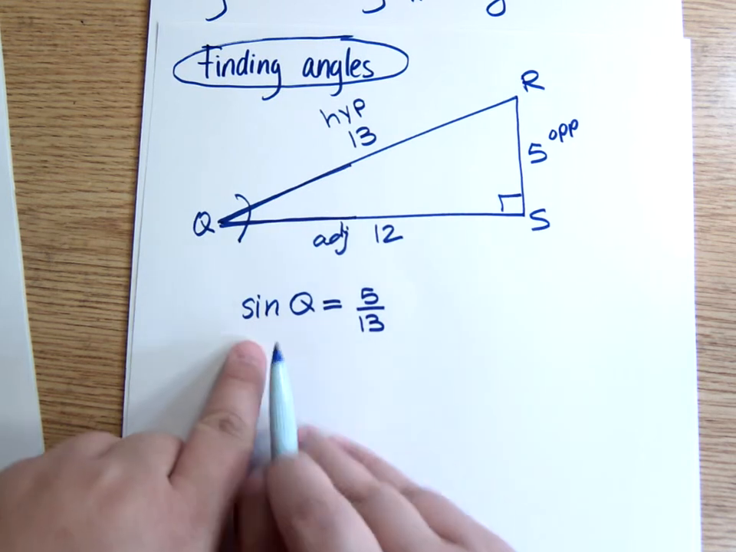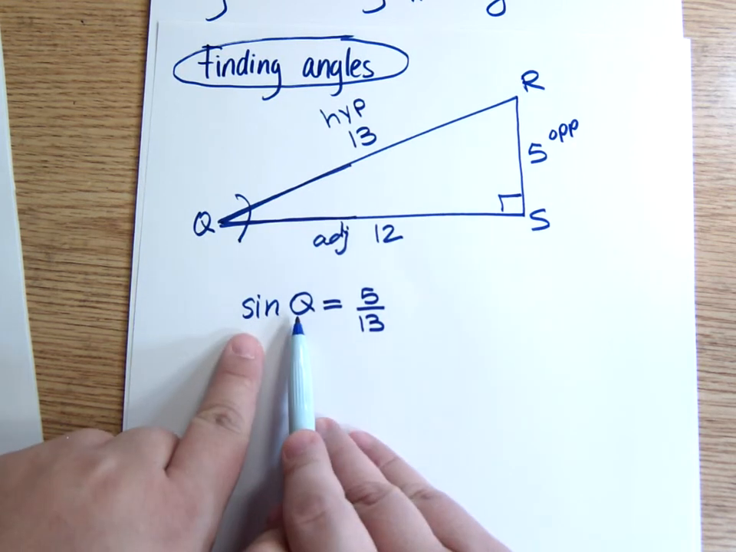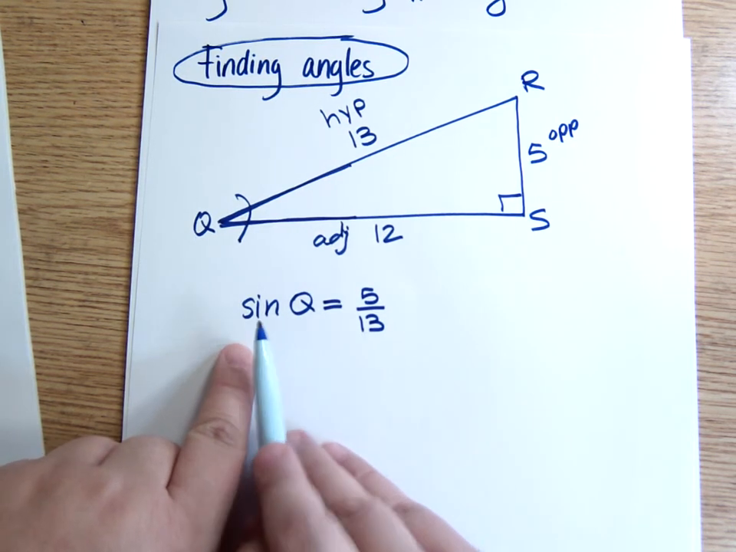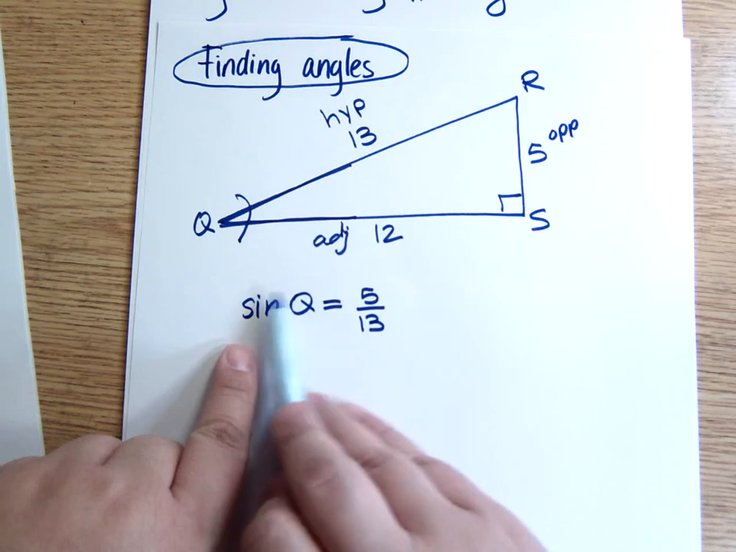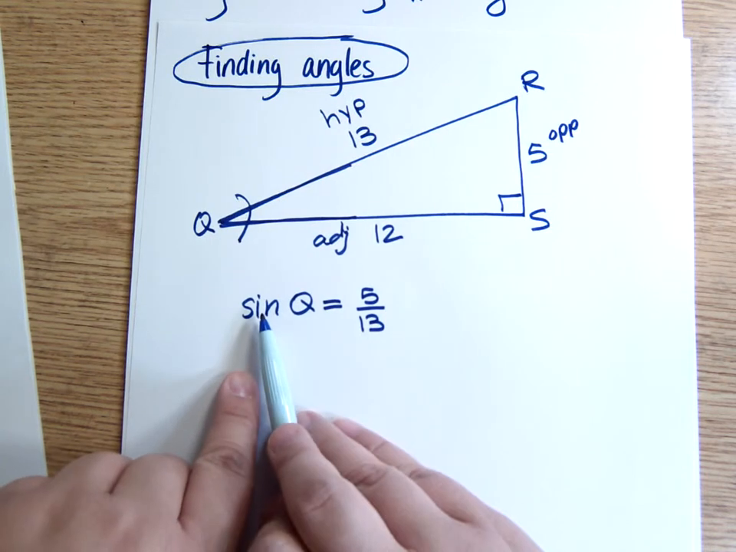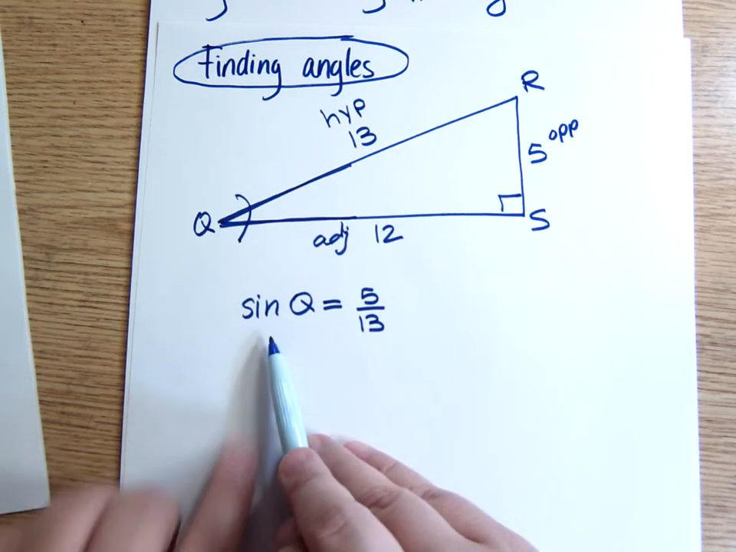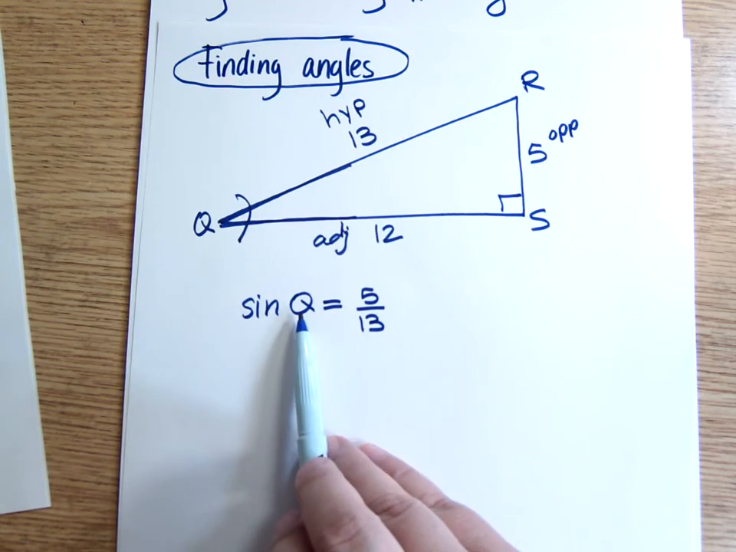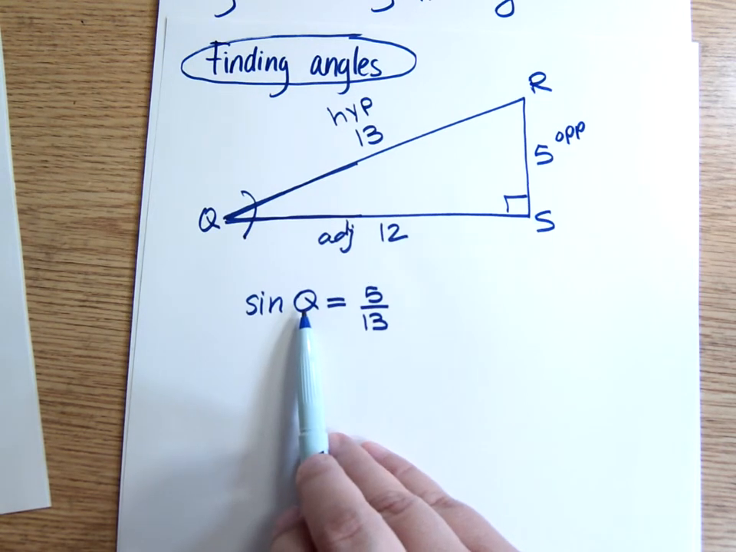The problem is this is not sine times Q. So if I want to get Q alone, I can't divide it by sine because that's not what this means. It does not mean sine times Q. Sine of Q is its own thing. It's different from multiplication. It's different from subtraction. It's its own type of thing that we do to an angle, is we find the sine ratio. So what we need is an inverse of sine.